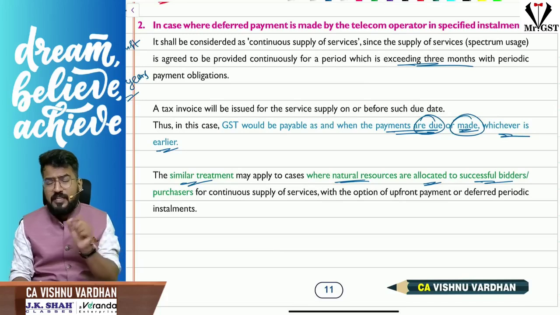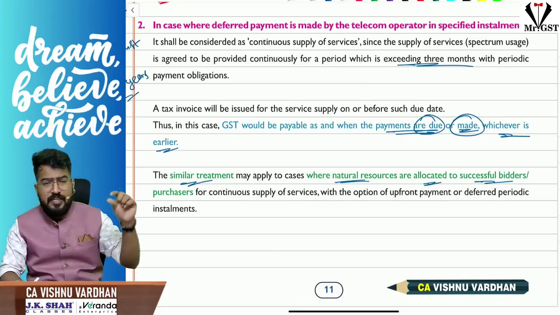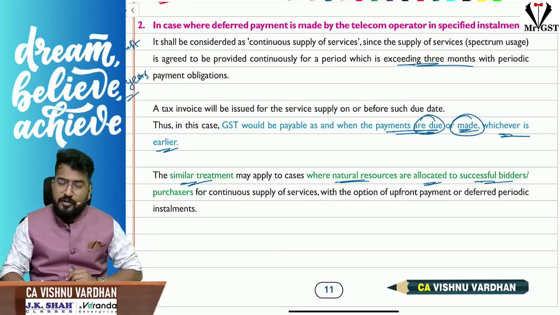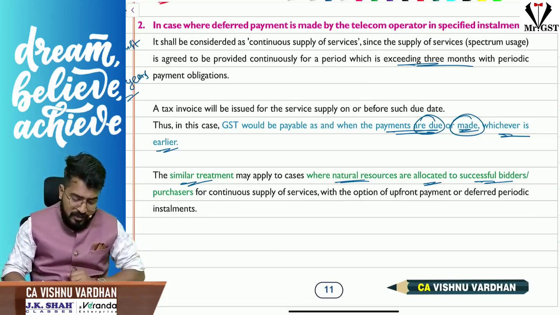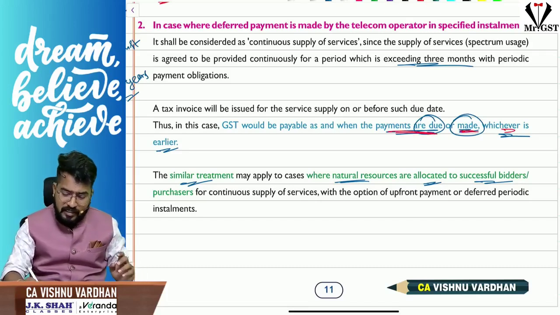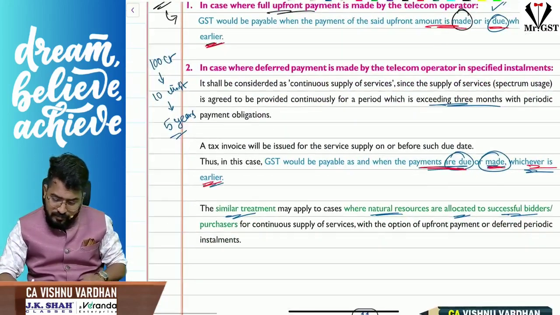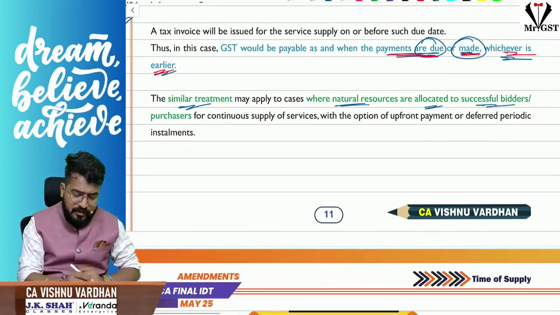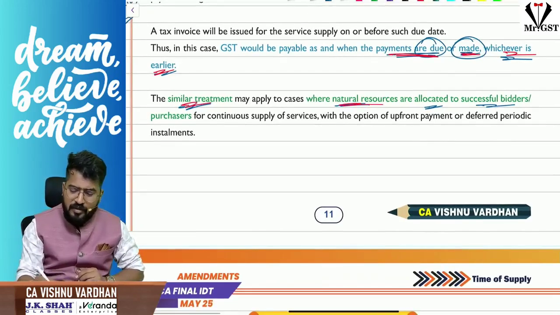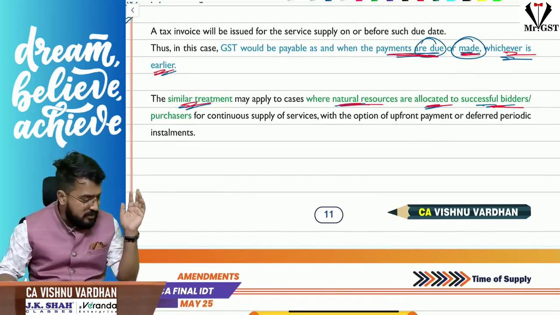If you understand here, even though it is paid in installments, the due date is ascertainable here because the due dates for the payments have been ascertained in the contract. So here what the department has clarified, the GST liability will come into picture whenever that payment is made or due, whichever is earlier, that will be taken as time of supply. And please understand, the similar treatment will also be given for any other natural resources allocated by the government to the successful bidders. So that is what the point.